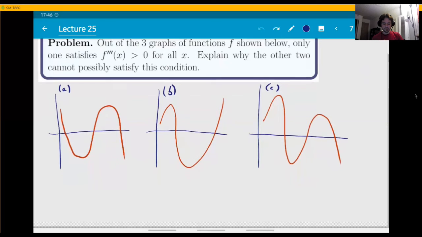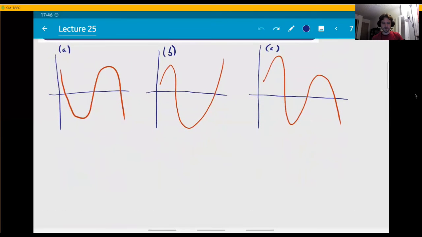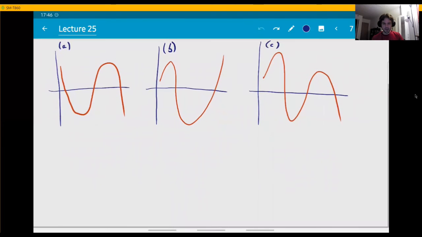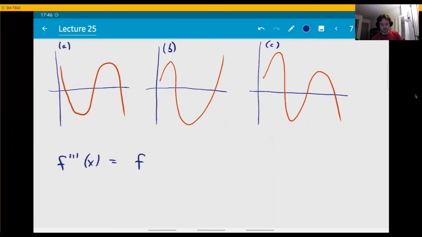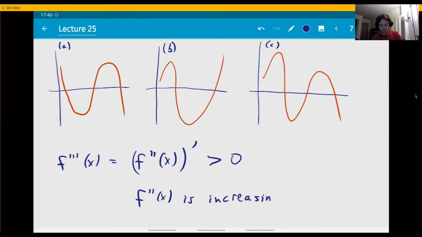So when you look at these graphs, what is the one that has the third derivative always positive? Well, the trick to understanding this is by thinking about it this way. The third derivative is the same thing as the derivative of the second derivative, right? You just take 2 derivatives and then one more. So what does it mean for that to be positive? It means that the function f double prime is increasing. A derivative is positive when the function inside is increasing, at least on an interval. But that's the case for all these functions.